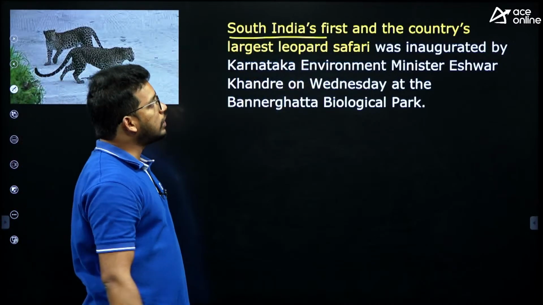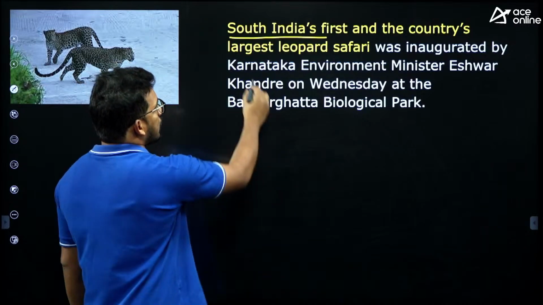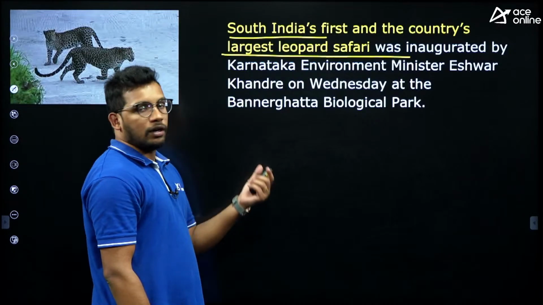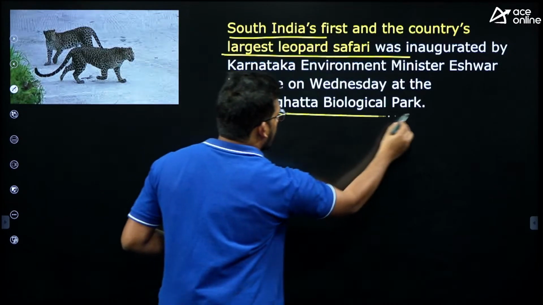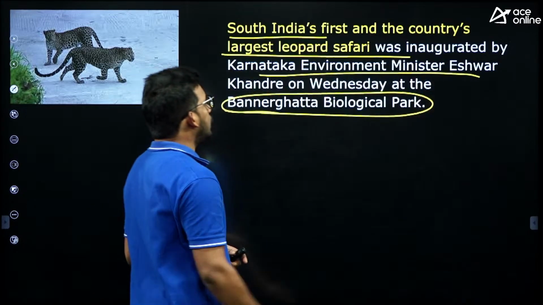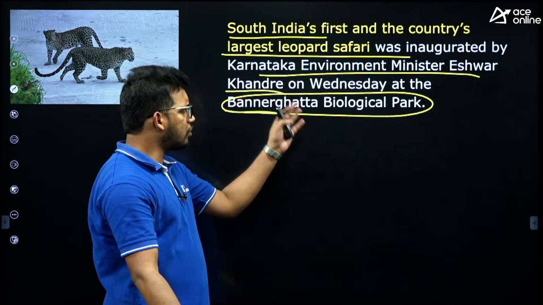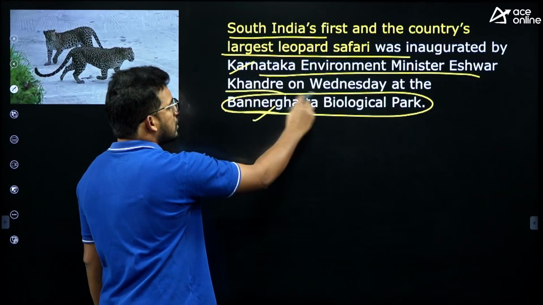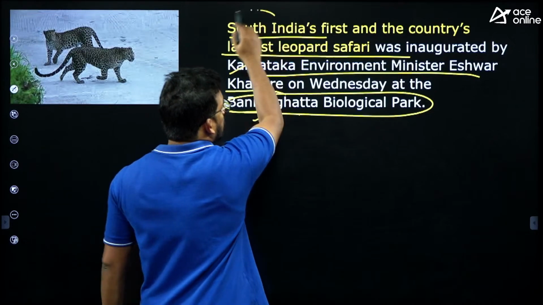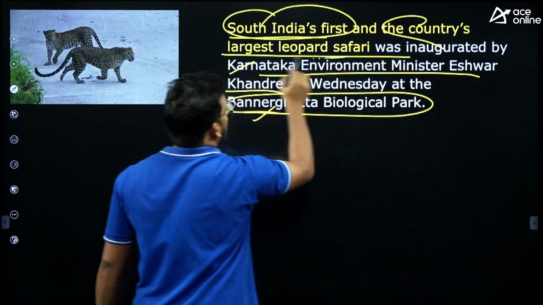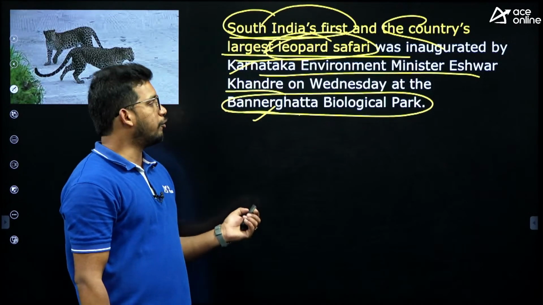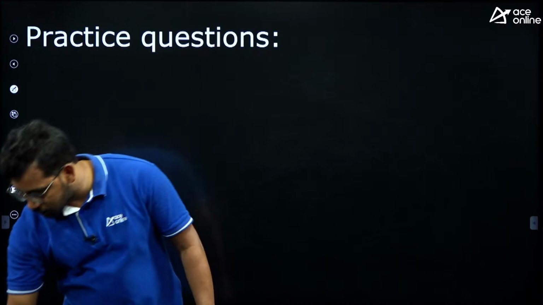Last fact, South India's first and the country's largest leopard safari was recently inaugurated in the Bannerghatta Biological Park by Karnataka Environment Minister Eshwar Khandre. That is not very important. Just remember the state and which region, which national park or biological park. This is South India's first and the country's largest leopard safari. Important fact. So those are all the facts for today.